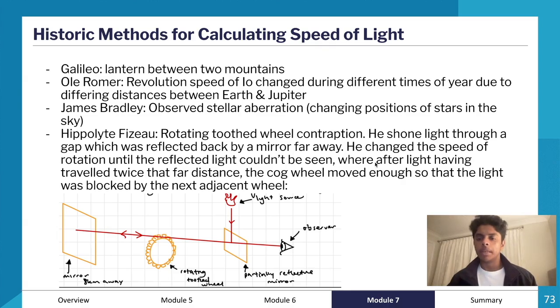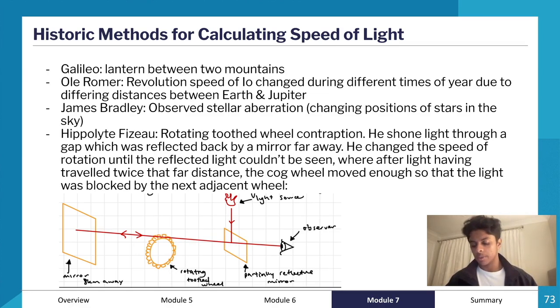What does that mean? Well, it means that after the light had traveled twice that far distance, traveling past the cogwheel to the mirror really far away, as it was coming back, the cogwheel would have moved enough so that instead of passing through a gap, the light would now hit the adjacent cog. So initially, light would pass through a gap between the cogs, and he would turn the wheel fast enough so that when the light came back, it would hit the adjacent cog, and therefore the light would be blocked out. So he would keep increasing the rotational speed until the reflected light ray couldn't be seen. That's the method that he used.